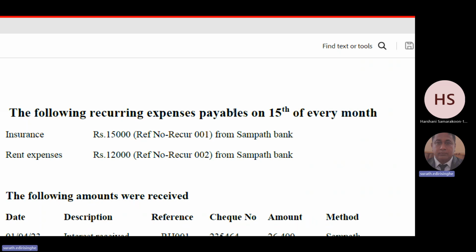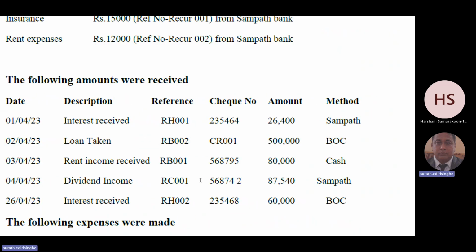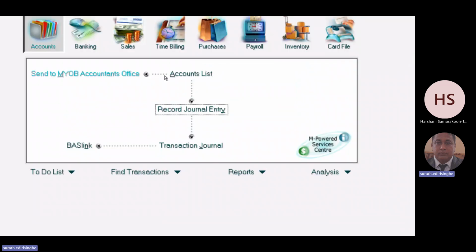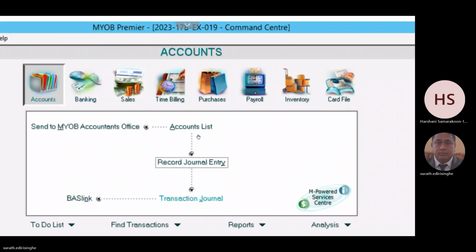Right. We will study how to record such recurrent transactions on the system. First, we'll take insurance of 15,000 from Sampath Bank. Don't worry about it, either Sampath, HNB, whatever the account you can create. We'll record it. First, go to your system. Clearly identify this is the payment journal.